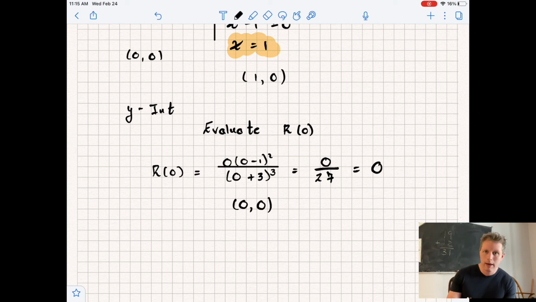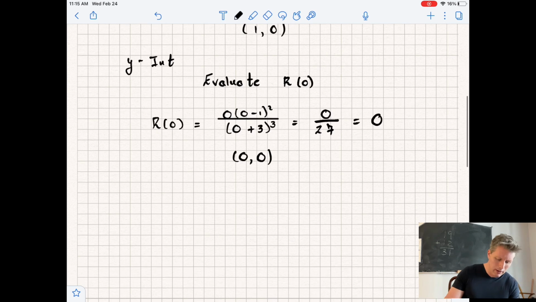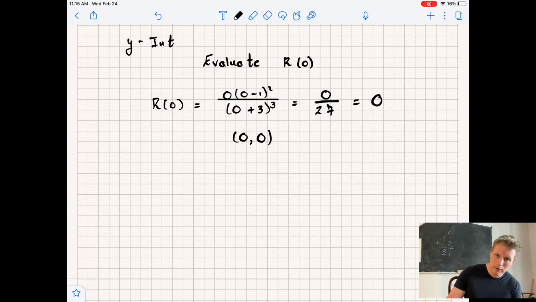I could have worked that out from the fact that one of my x-intercepts was the origin. The fact that one of my x-intercepts was the origin would tell me that the y-intercept is also going to be (0, 0), and this here confirms that for us. All right, so I have my x-intercepts, I have my y-intercept, singular. I'll now go on and find my horizontal and vertical asymptotes. I'll start with my vertical asymptotes.